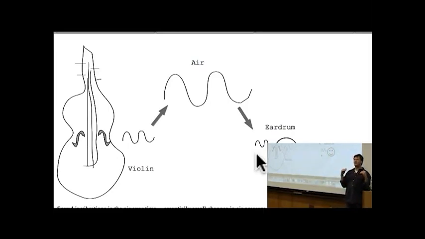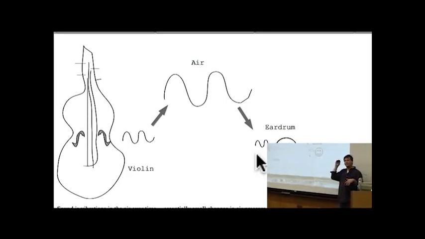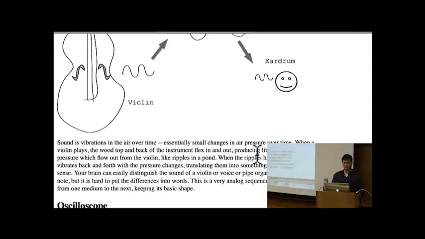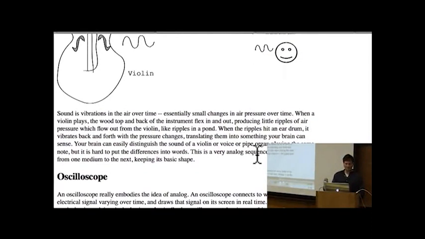You had something on the violin, in wood, basically, and then it translates into some other medium, into air. But you keep the shape. It travels in the air for a while until it gets to your eardrum, and again, in the eardrum, the shape is preserved. That is the fundamental quality of analog processes: you're jumping from step to step, but keeping the shape.